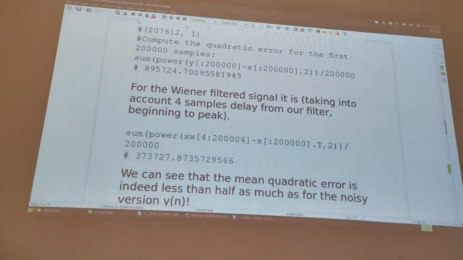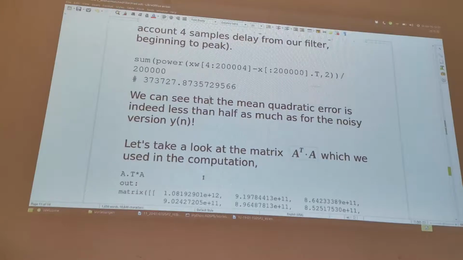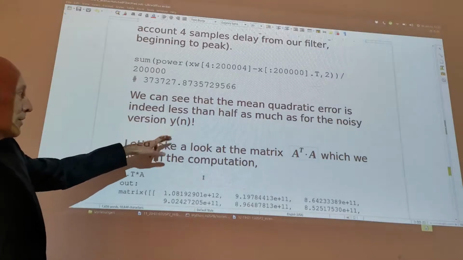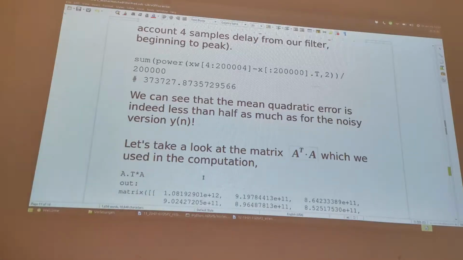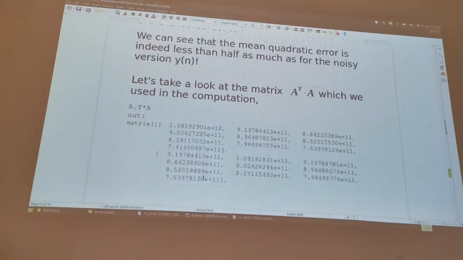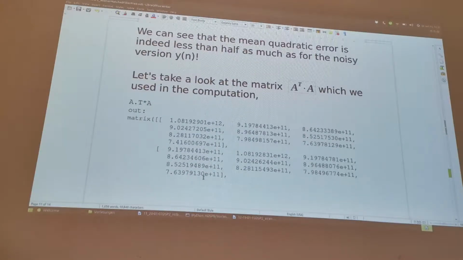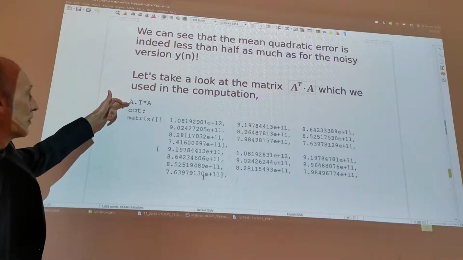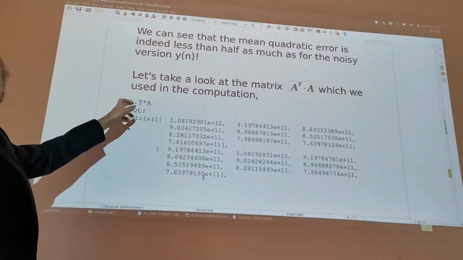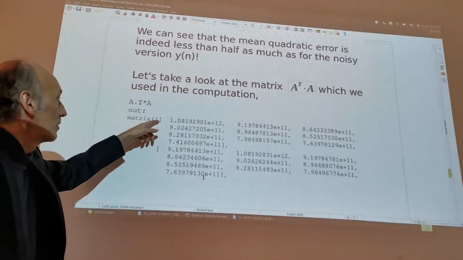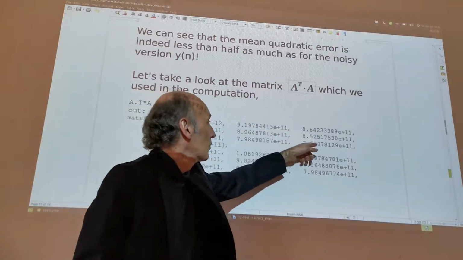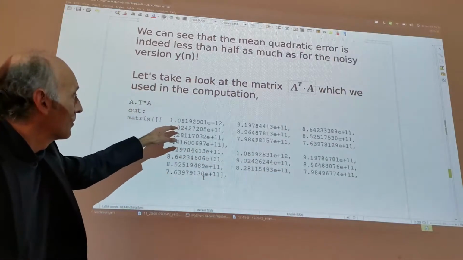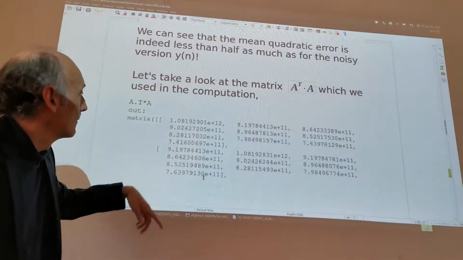Yeah, so that works. We see that the mean quadratic error is indeed less than half as much as for the noisy version Y. So basically it works. Now we can take a look at the matrix A transpose A, which we used in the computation. This is a 10 by 10 matrix, because we have 10 coefficients. You can see here the entries, the first row, here's the second row, and so on. And you can see it's actually quite large numbers.